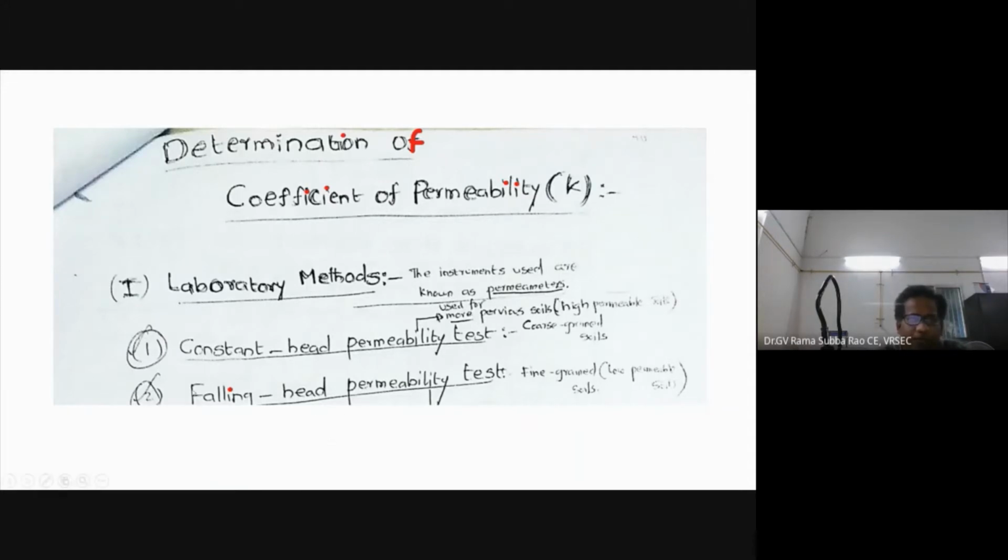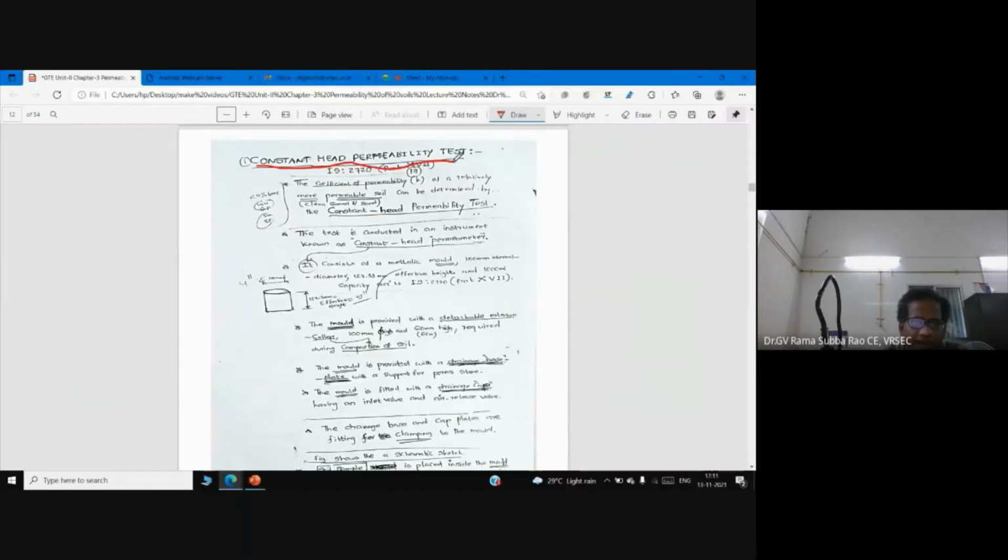Here, actually, we have direct methods and indirect methods. In this lecture, we are going to concentrate on direct methods, and moreover, much on laboratory methods. That means these are tests we conduct in the laboratory in order to determine the coefficient of permeability of soil. Here you see, soil is a very broad word. We have two kinds of soils based on grain size.